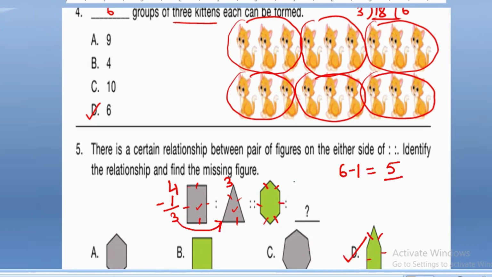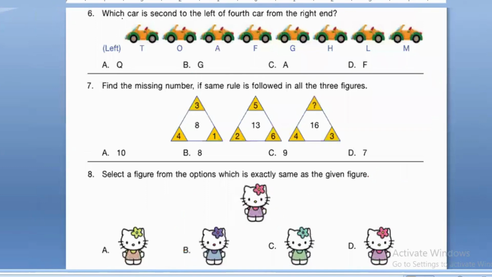Understood? Let's move to the next question, which is question number 6. Here the question is saying: which car is second to the left of the fourth car from the right hand? As you know, this is the left hand, so this will be your right hand. Now the question is saying the fourth car from the right hand. So which one is the fourth car from the right hand? 1, 2, 3, 4. So G is the fourth car from the right hand.